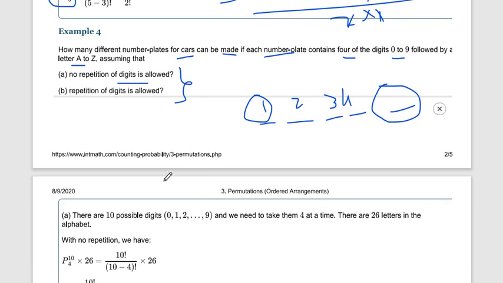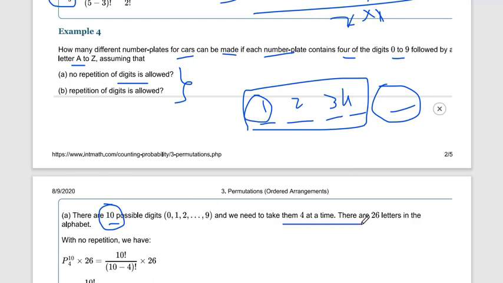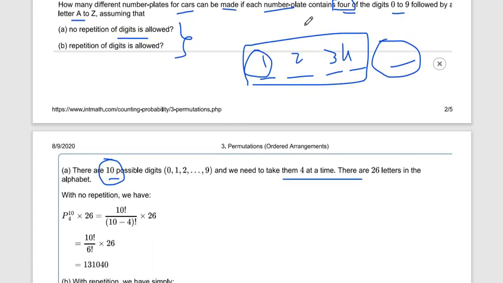First of all, for these 4 digits, we have 10 possible digits, 0 to 9, so that is 10 possible digits. And how many spaces are available for the selection? We only have to take 4 spaces, 4 digits. So we can calculate 10P4. What is the formula for 10P4? 10 factorial upon (10 minus 4) factorial.